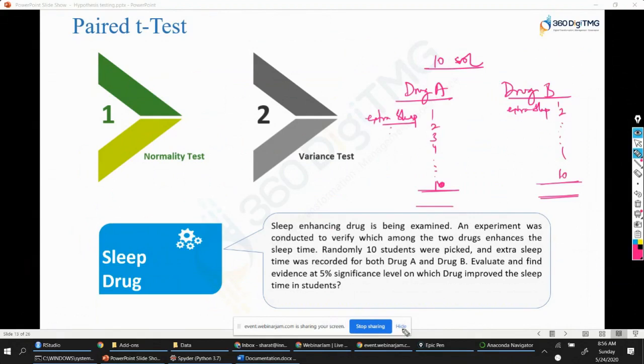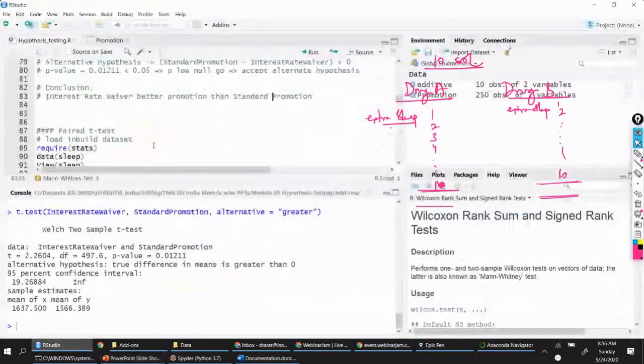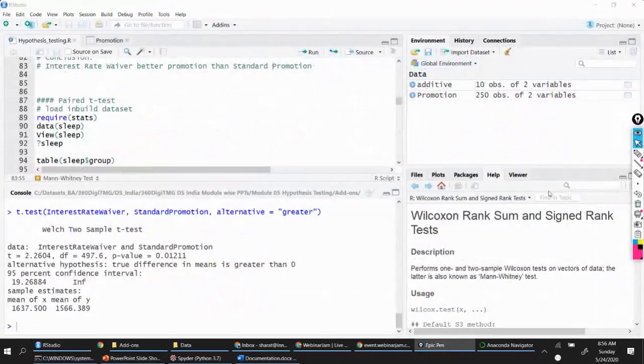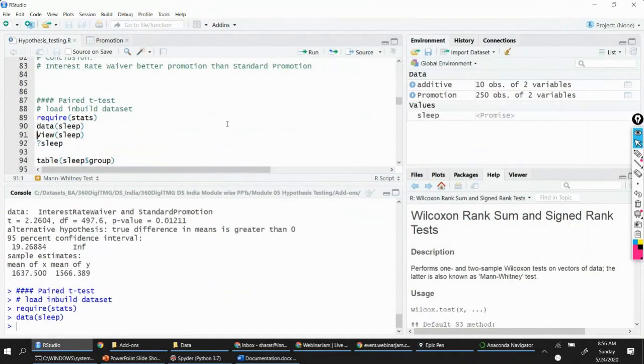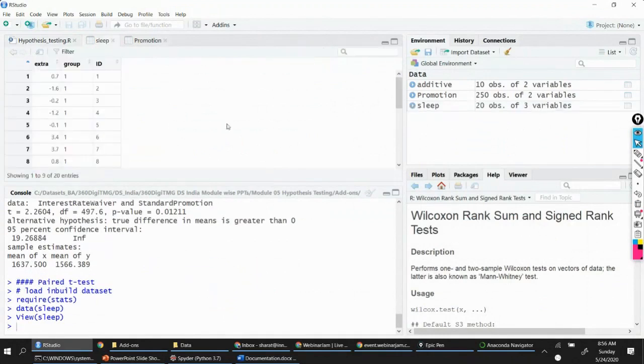So let us try solving this problem. We'll come here. There's a package called stats. I require that, I load it, and I have a data set called sleep. This is the sleep data. Extra basically means the extra sleep hours. Group basically is the drug ID. We have group 1 and group 2.